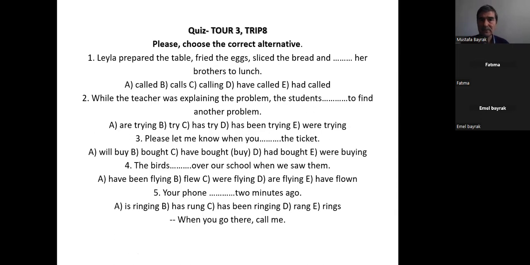2. While the teacher was explaining the problem, the students blank to find another problem. So, are trying, no. It must be about past continuous. So, E is true: the students were trying to find another problem. 3. Please let me know when you blank the ticket. There isn't a question mark because of when, okay? It's the connector, the conjunction. Please let me know when you blank the ticket. So, when you have bought.